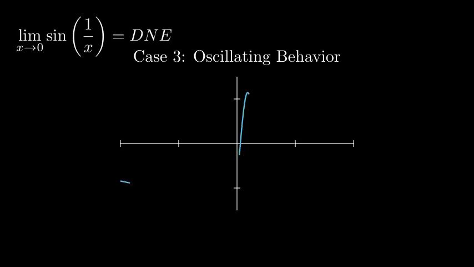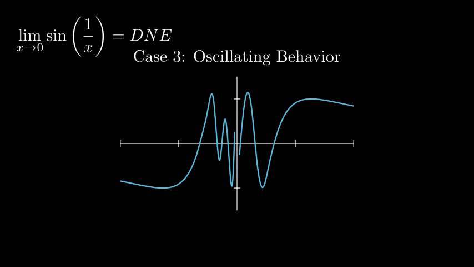The final situation occurs when the function oscillates forever as it approaches the point. Near 0, the graph oscillates faster and faster, never settling on a single value. Since the function never approaches one number, the limit does not exist.